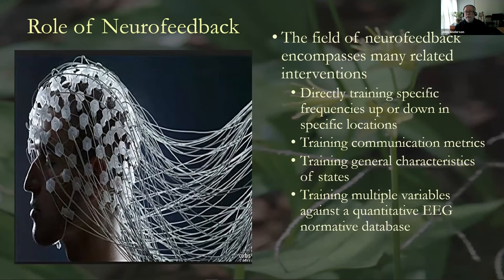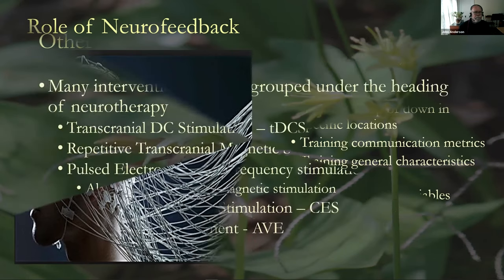So the role of neurofeedback is to train the brain to produce the more optimum characteristics, whatever those happen to be. So we may train specific frequencies up or down in specific locations based on that analysis that I talked about. We may train communication metrics between point A and point B, or point B and point C, and so on. We may train the general characteristics of states, like I mentioned with the person who was doing a meditation practice. And we might train lots of variables all at the same time against a quantitative EEG normative database. That's called Z-score training. We're training all these metrics to be more typical according to the database.